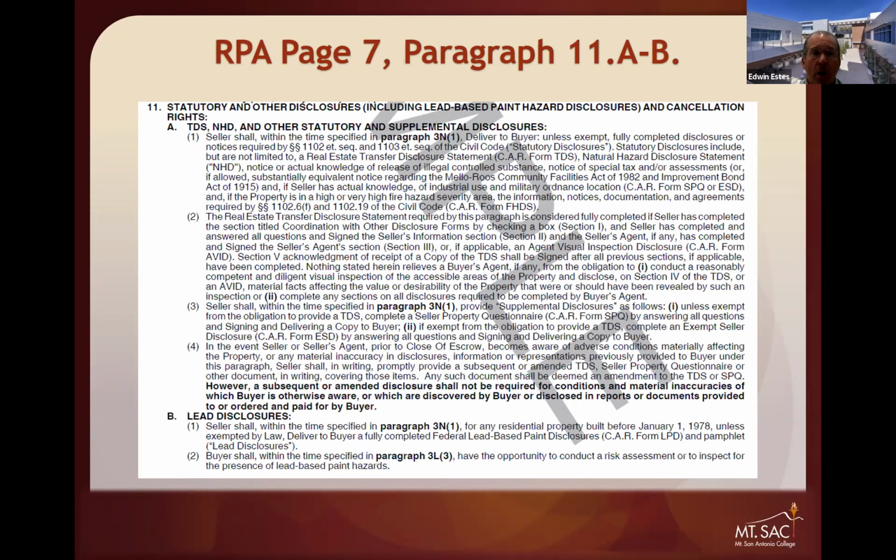So paragraph 11 are our statutory rights. Again, remember, even if you release contingencies, you still have your statutory cancellation rights for TDS, NHD, and other types of disclosures, okay? So again, removal of contingencies with the offer will not alleviate or prevent the seller from canceling when they receive these disclosures, all right? Same thing with lead disclosures down at the bottom, right? For properties built prior to 1978.